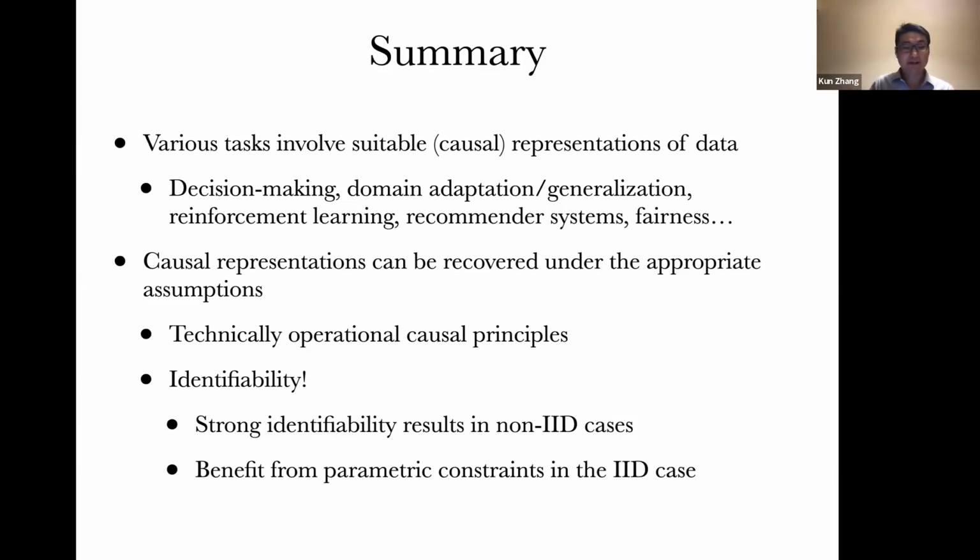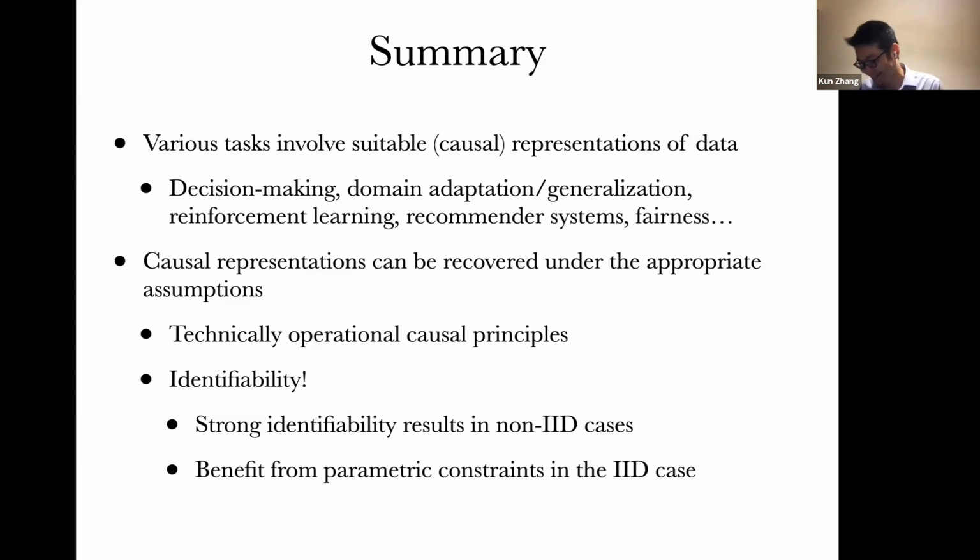And finally, it's worth noting that in the non-IID case, generally speaking, we have very strong identifiability even without the parametric forms for the generating process. And in the IID case, generally speaking, we have to assume something on the mechanism in order to achieve identifiability. Okay, thank you very much.